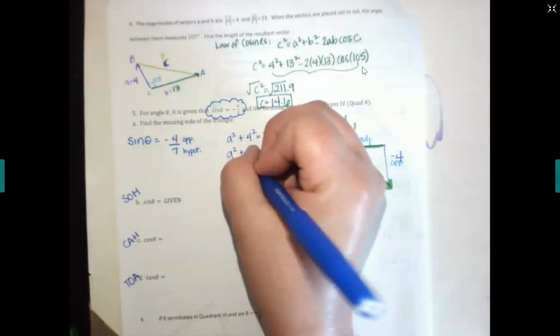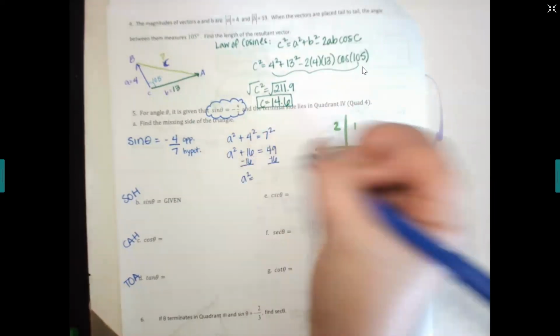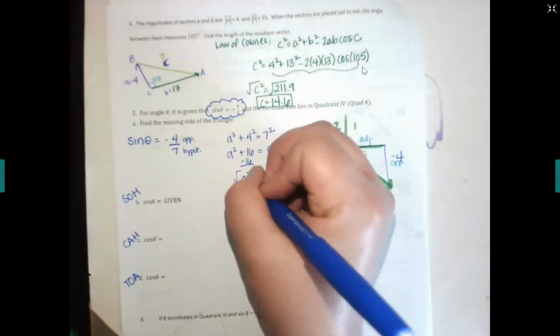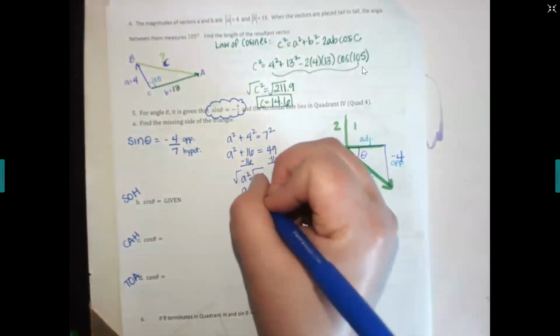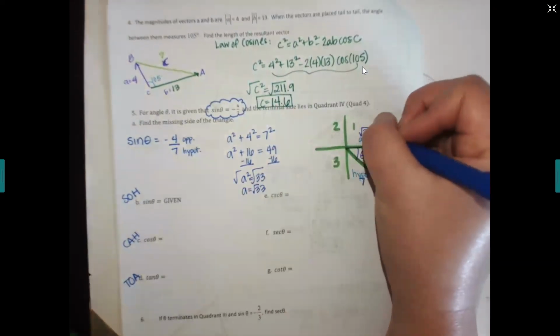Minus that 16 across. And I have a squared equals, that'd be 33. And then take the square root. So this side here is the square root of 33.